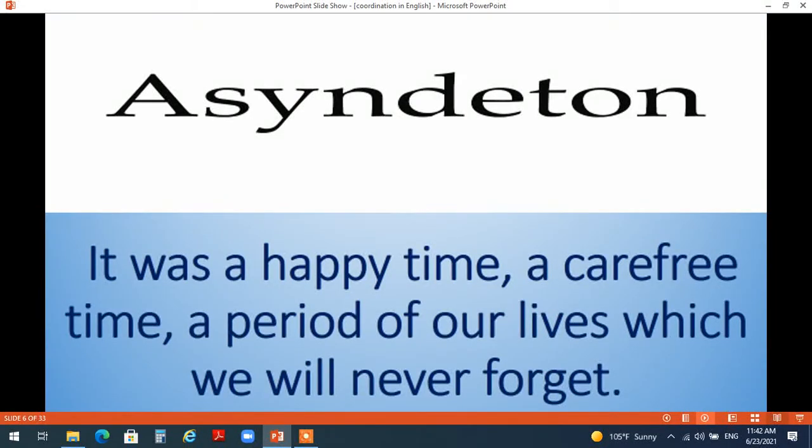Again, asyndeton can be found in many other examples. For example, it was a happy time, a carefree time, a period of our lives which we will never forget. Here, as you can see, we have three clauses which have been linked by coordination, but it is asyndeton, in which no coordinators are used, but instead we have used commas. So it is still coordination, but the type is called asyndeton because we cannot see coordinators linking these three clauses.